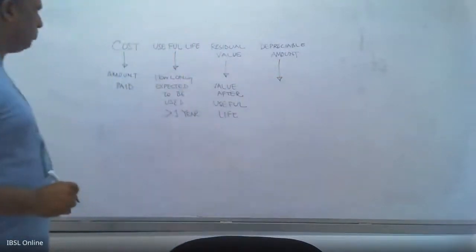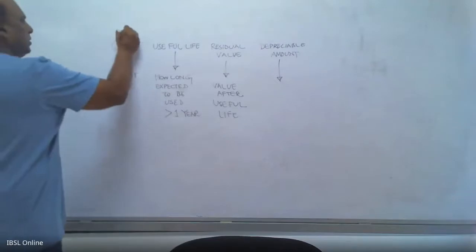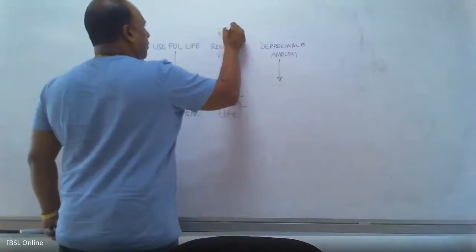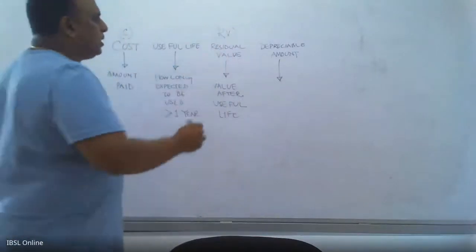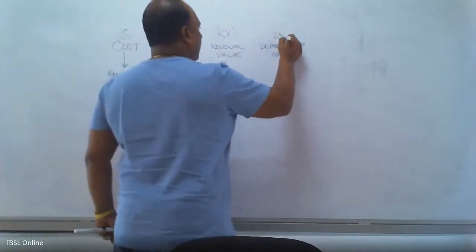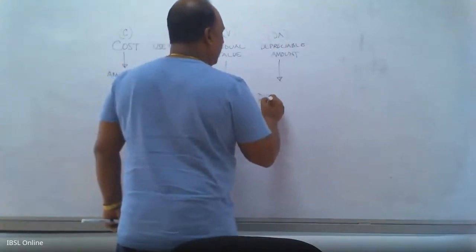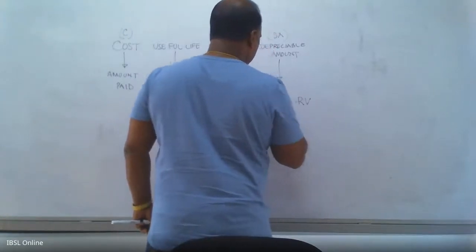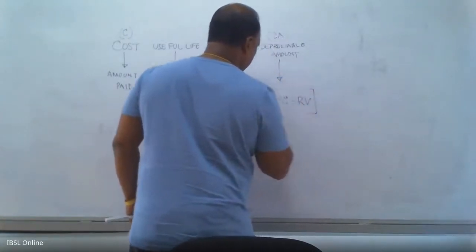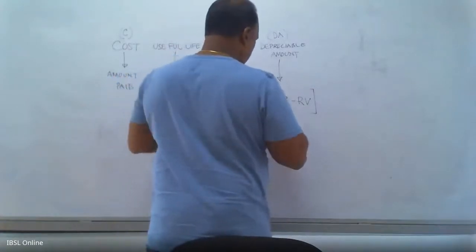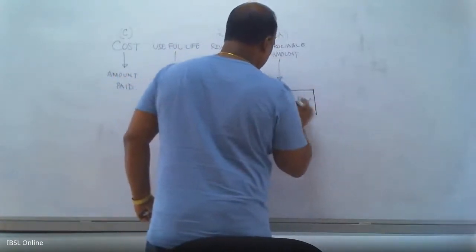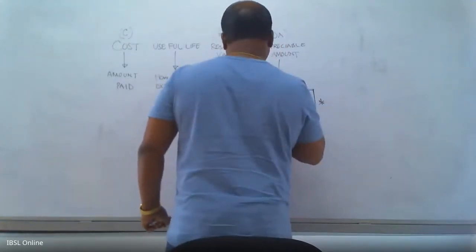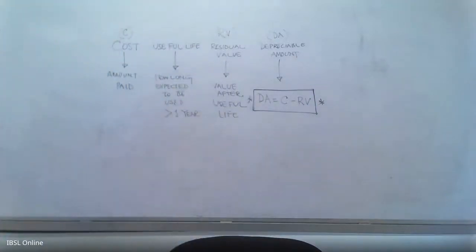What is the depreciable amount? I will put this as C, this as RV, residual value. So depreciable amount, I will say that as DA. So DA is equal to cost minus residual value. Very important. Cost minus residual value.